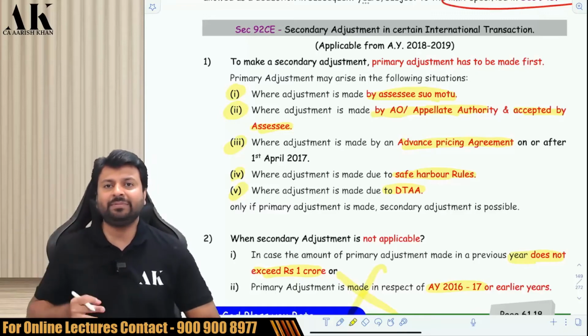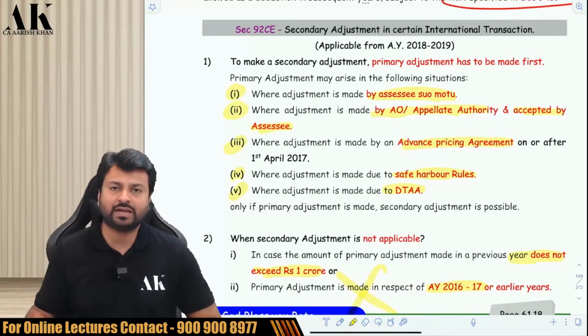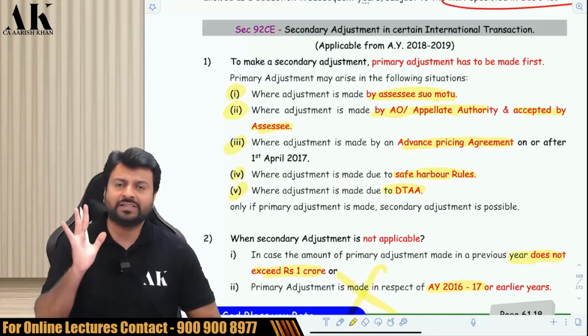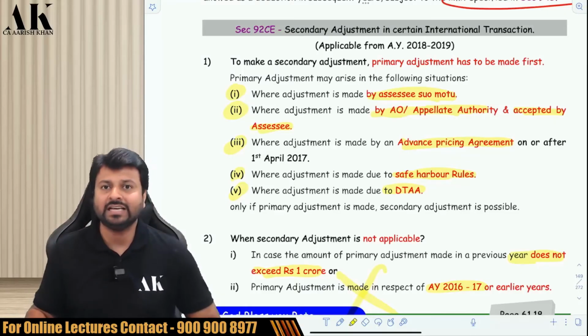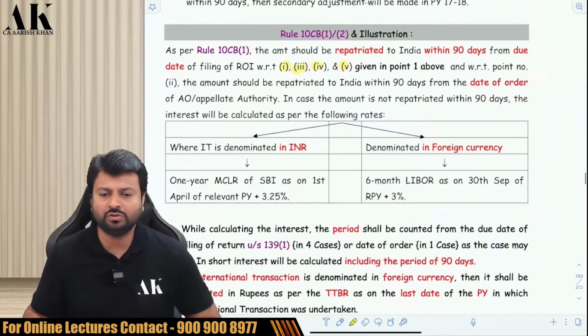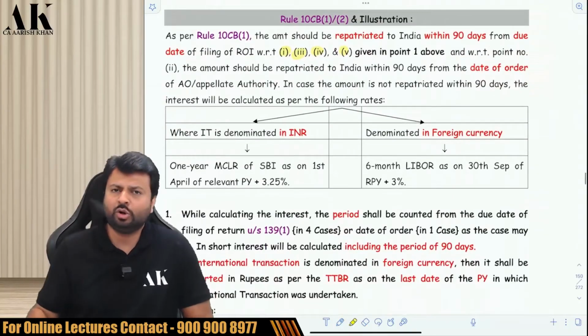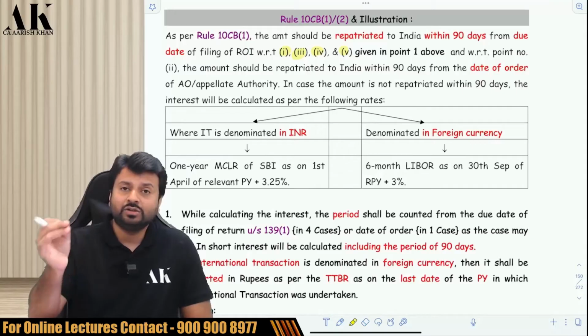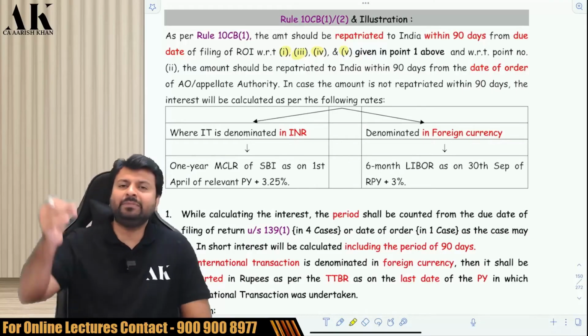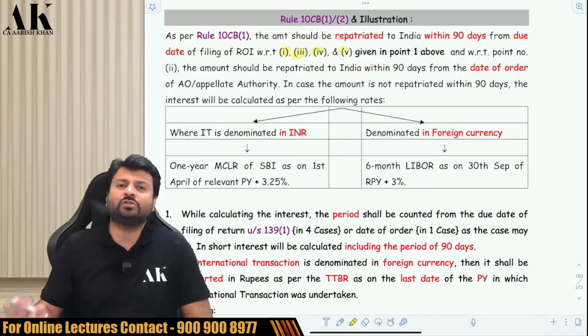So if you bring that money within 90 days from the due date of income tax return or due date of assessment, whichever is applicable in whichever case, then no interest will be charged on you. Then no tax will be charged on you. No deemed loan will be considered. Be very careful. Who should bring back the money to India? The money can be brought back by any non-resident associate enterprise in India.